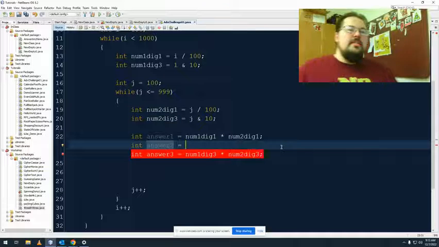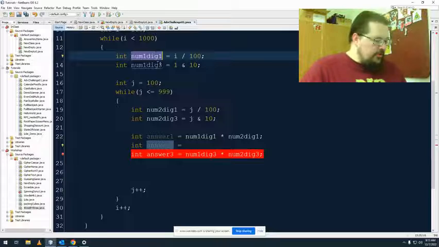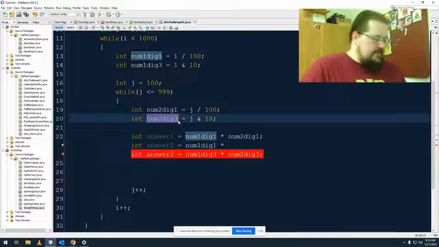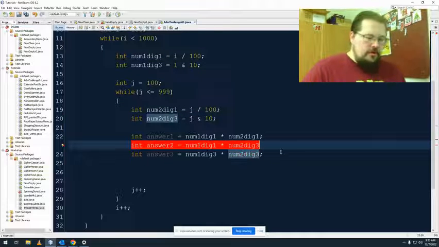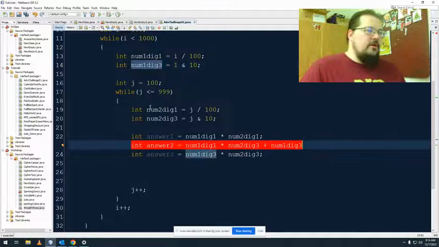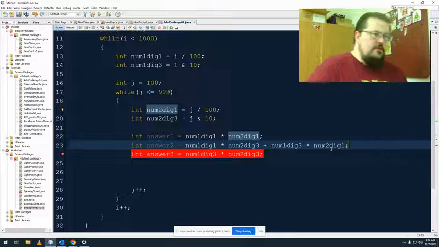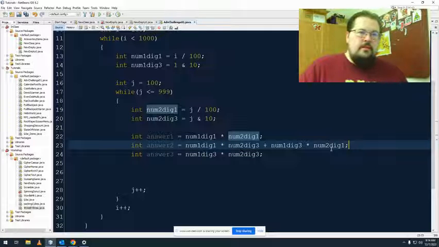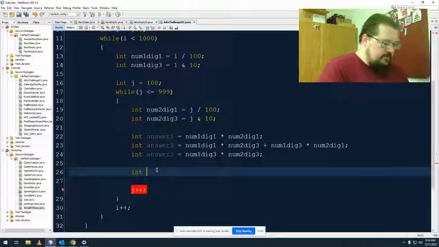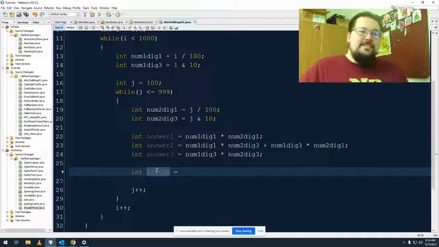So the middle one is where we get a little interesting. Remember, we've got that cross multiply going on. So that means I'm going to do the first digit of the first number multiplied by the third digit of the second number, and then I'm going to add that to the reverse: the last digit of the first number multiplied by the first digit of the second number. Let's call that TikTok.